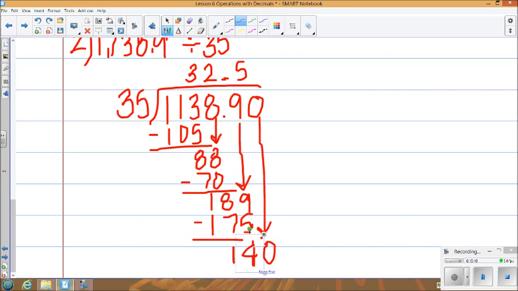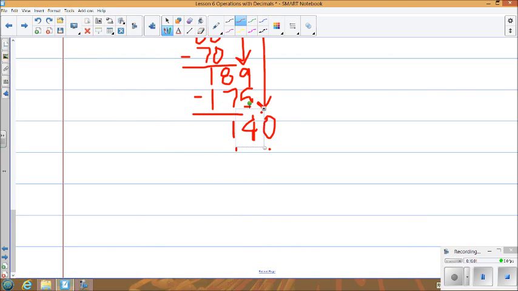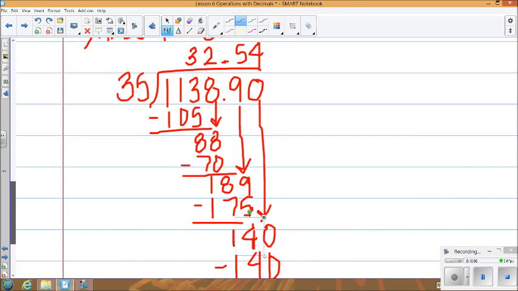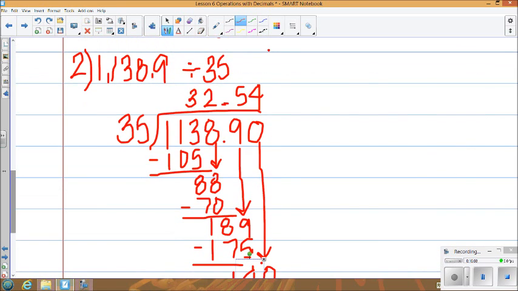And it actually goes in an even amount of times. You wouldn't know that off the top of your head, but if we guess and check, all these numbers, the 3, 2, 5, and 4 up top here, I'm guessing and checking to figure out how many times 35 goes into each of these numbers down at the bottom. So 4 times 35 actually works out nice, where I'm going to get 140. Then you get a remainder of 0, so I'm going to stop there, and my answer is going to be 32 and 54 hundredths.